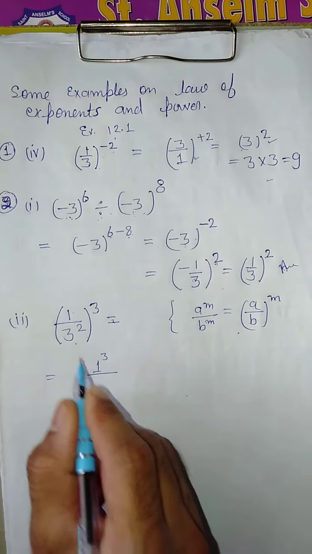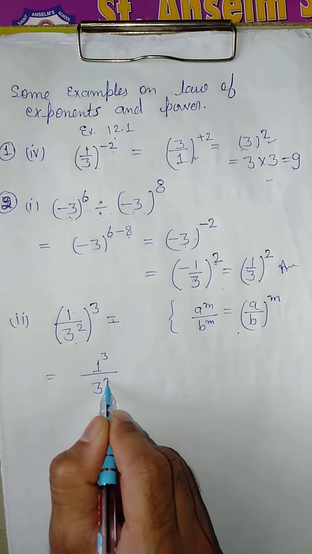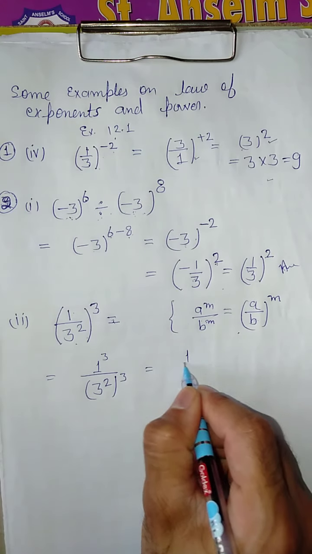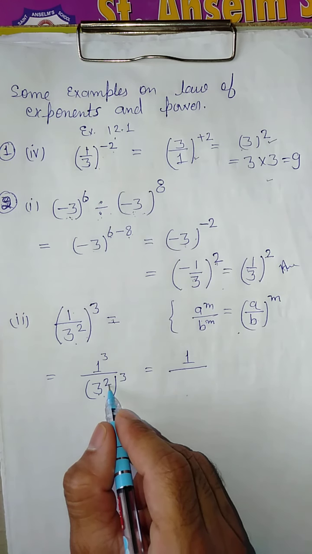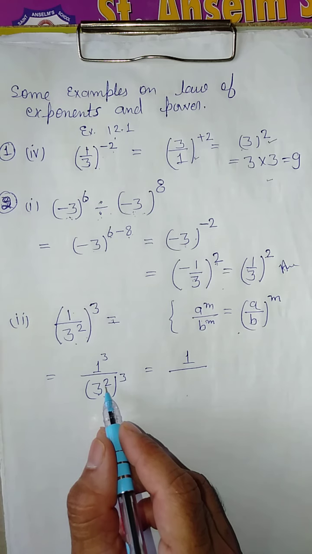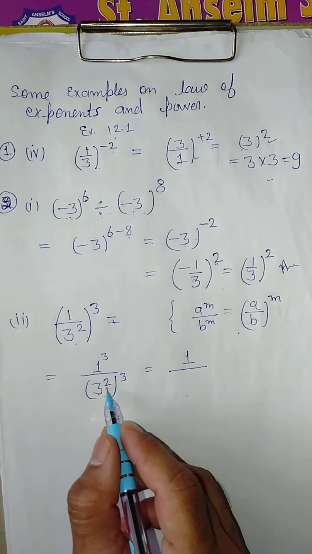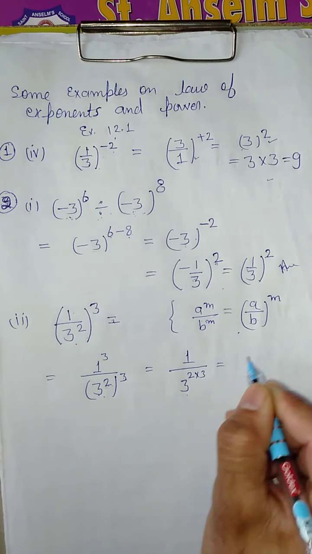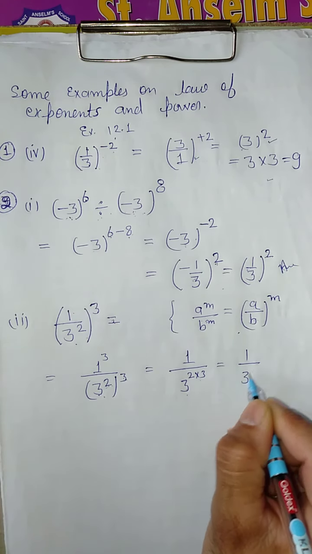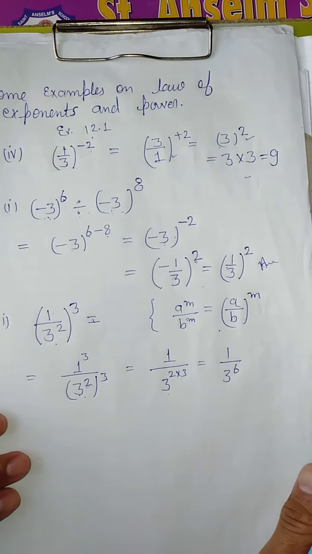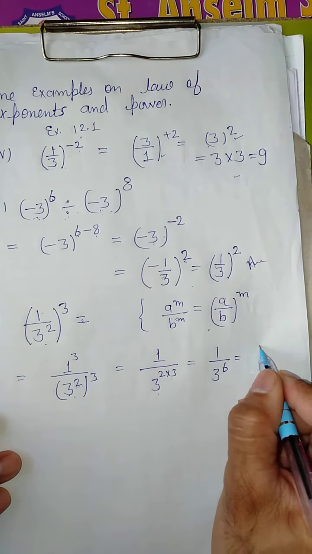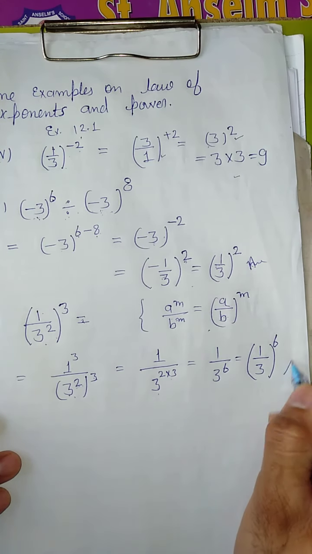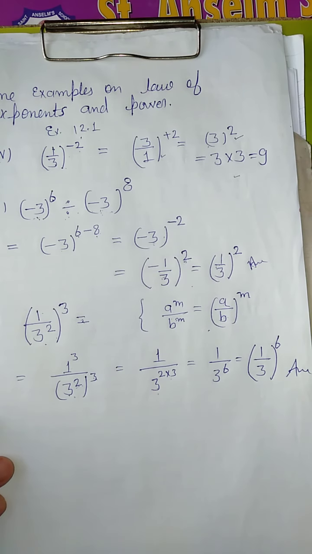1 power 3 and in the denominator 3 power 2 as it is whole power 3. 1 power 3 is equal to 1 only, and here 3 power 2 power 3. a power m whole power n means m and n will be multiplied to each other. So 3 power 2 multiplied by 3 means 1 upon 3 power 6. 2 threes are 6, right? 3 power 6. So we can write in this form also, 1 upon 3 whole power 6. This is the answer, right?